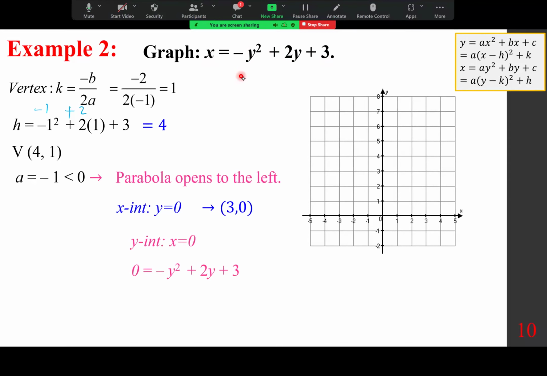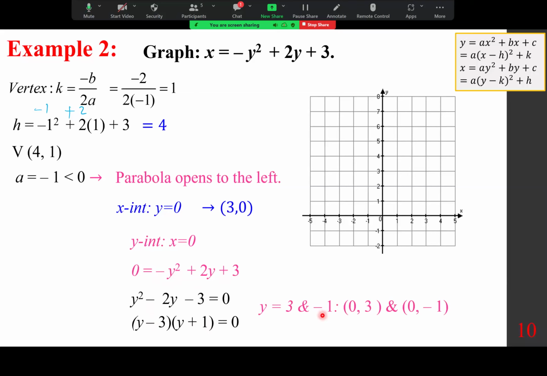And to solve this, you're going to bring this to the left to put this in descending order with the coefficient of the second degree term being positive. This becomes y squared minus 2y minus 3 equal to 0. You factor; you want two numbers whose product is -3 and whose sum is -2. So y is either 3 or -1, resulting in (0, 3) and (0, -1).